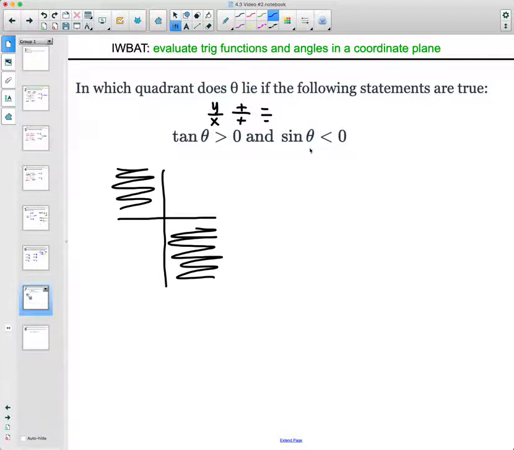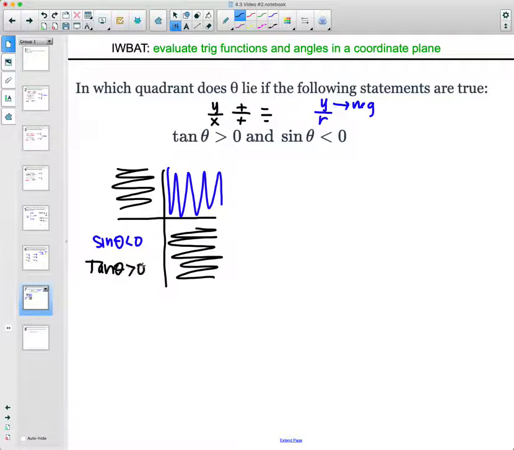So then we also have to decide, when is sine less than 0? Remember, sine is the y coordinate over the r. So sine is less than 0 when the y coordinate is negative. Well, the y coordinate is positive in the first, so that doesn't work. So third quadrant is when sine is less than 0 and tangent is greater than 0. So this was quadrant 3 for this one.